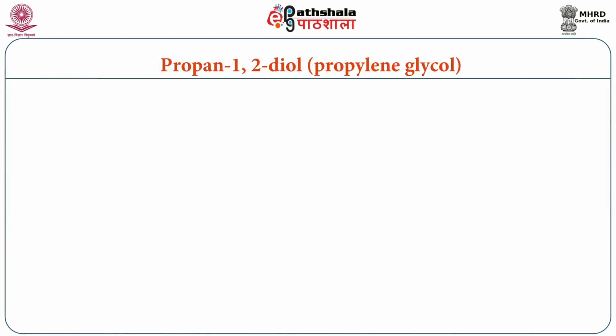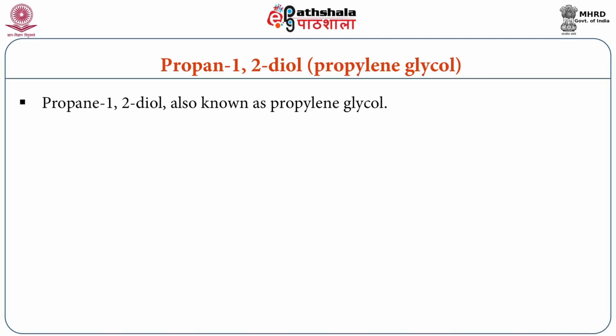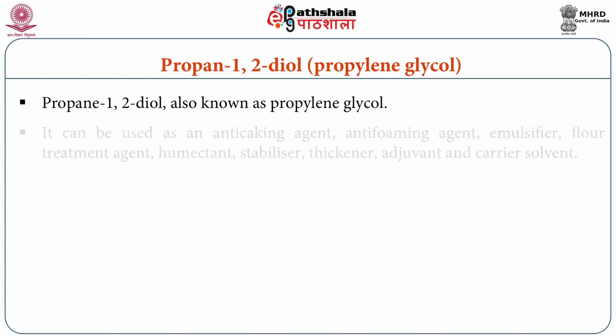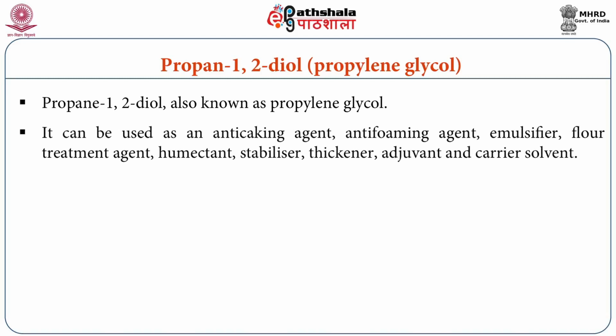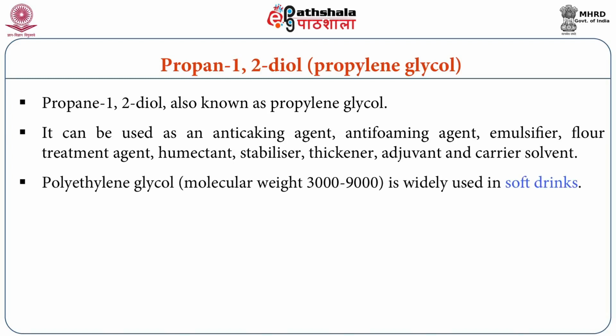Another ingredient is propane 1,2-diol. Propane 1,2-diol is also known as propylene glycol. Propylene glycol can be used as an anti-caking agent. It can be used as an emulsifier. It is a good flour treatment agent. It is a humectant. It can be used as a stabilizer. It is a good thickener. It is also a good carrier of solvents, and importantly, it acts as an anti-foaming agent. These anti-foaming agents possess a molecular weight between 3000 and 9000, and are widely used in soft drinks.